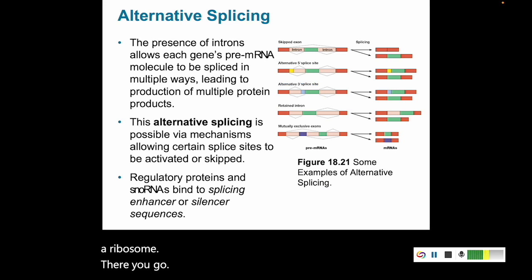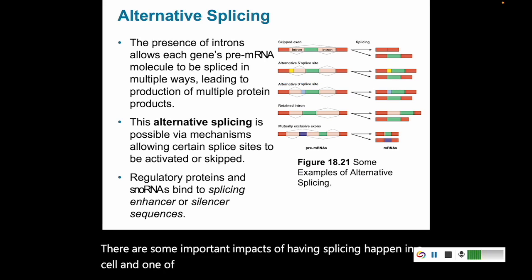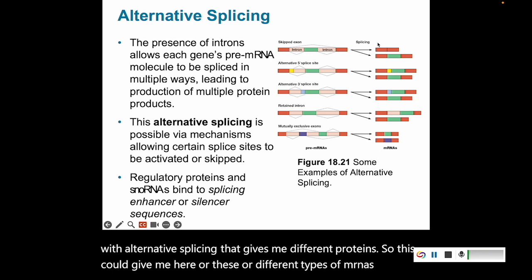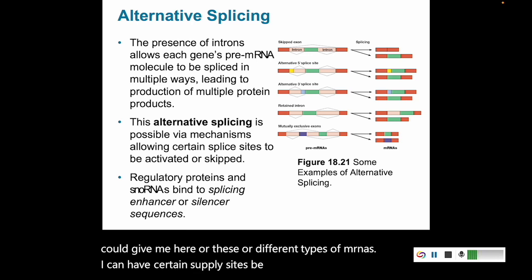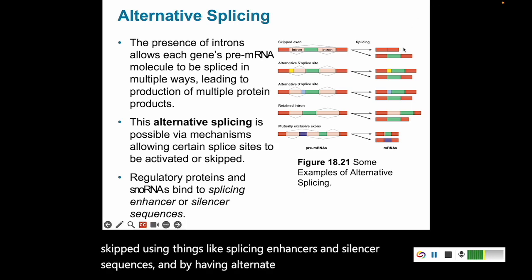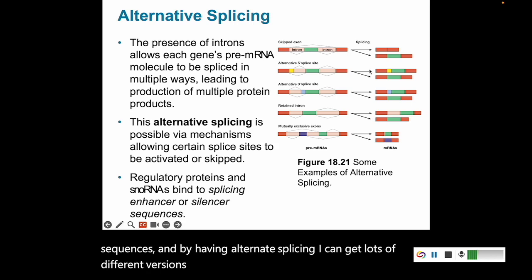There are some important impacts of having splicing happen in a cell, and one of those is alternative splicing. If I have this gene, I can have different areas become an intron or an exon and end up with alternative splicing that gives me different proteins. So this could give me different types of mRNAs. I can have certain splice sites be activated, certain splice sites be skipped, using things like splicing enhancers and silencer sequences. And by having alternative splicing, I can get lots of different versions of a protein from one gene.